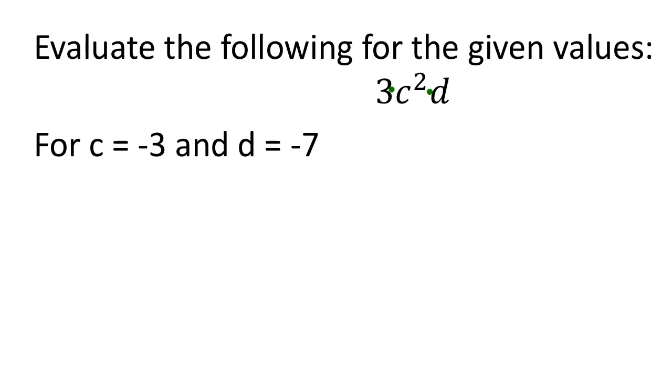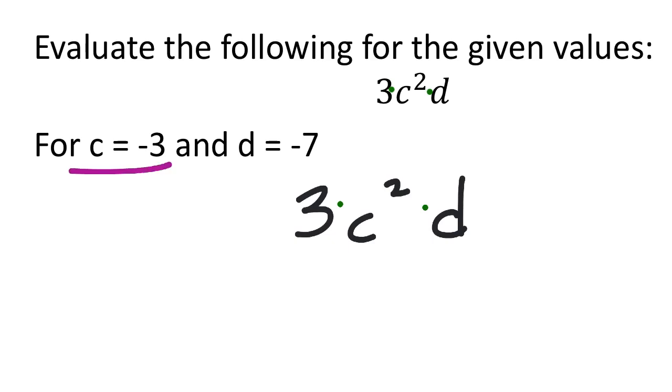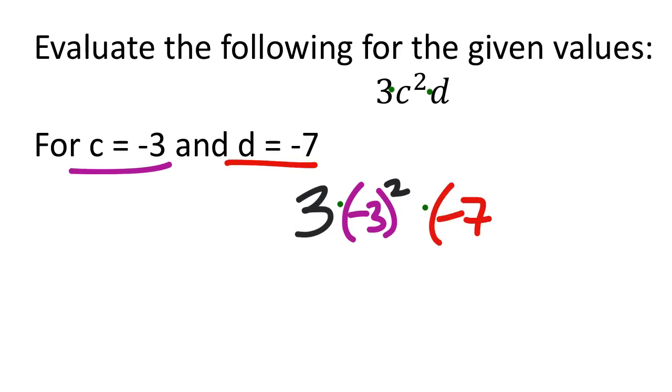Since it gave us that expression, I'm just going to rewrite it as it is. And if you like to see the multiplication between those, you can do it. It's not necessary that you do. But it says right here that c is -3. So I'm going to replace c with -3. And then it says here that d equals -7. So instead of a d, I can represent it with that value of -7.